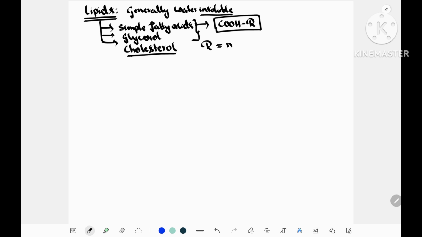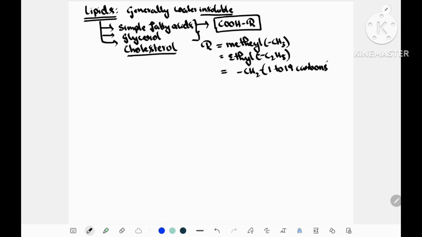If the R group is a methyl group, that is CH3, or the R group could be ethyl, C2H5, or the R group could be a higher number of CH2 groups. And higher number means you may ask the question, how many CH2 groups may be present? The number ranges between 1 to 19 carbons. So they have mentioned two examples here.